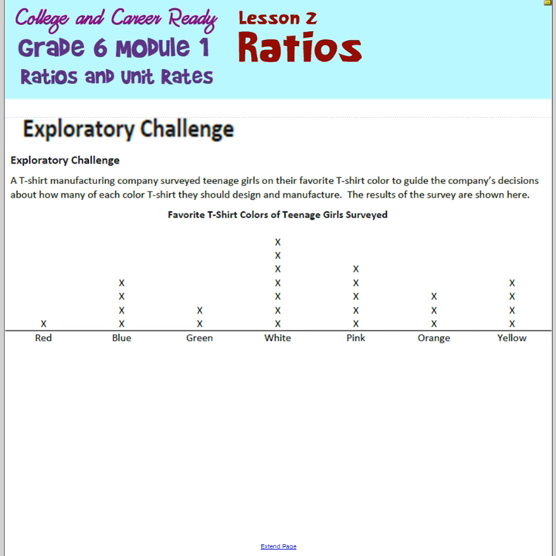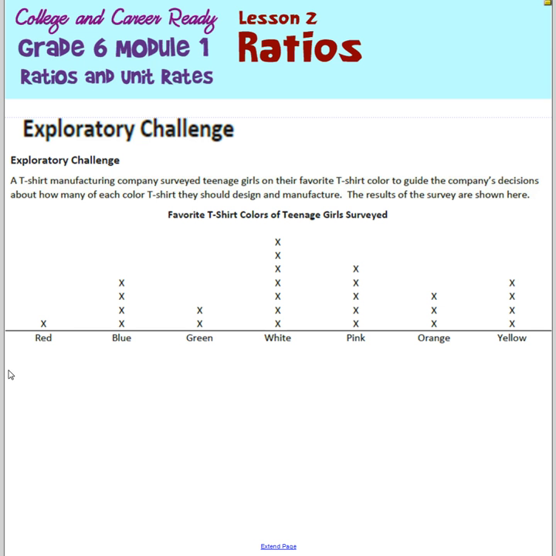So we're going to use this real life situation, this exploratory challenge, to practice the ratios. I'm going to read the description out here for you. A t-shirt manufacturing company surveyed teenage girls on their favorite t-shirt color to guide the company's decisions about how many of each color t-shirt they should design and manufacture. The results of the survey are shown here.